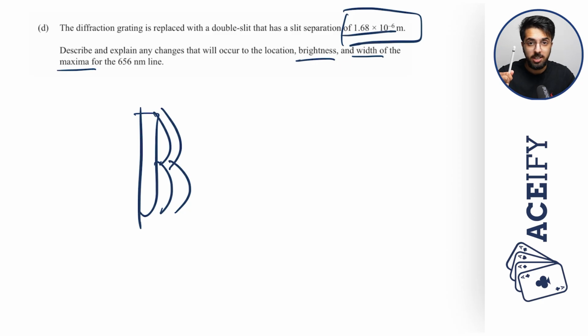And if you want to visualize that, you can either look it up on Google, or in my second part of my interference videos on my Waves playlist, towards the end, I go through comparing the diffraction grating to a double slit, and you can see the width of the maxima being different.